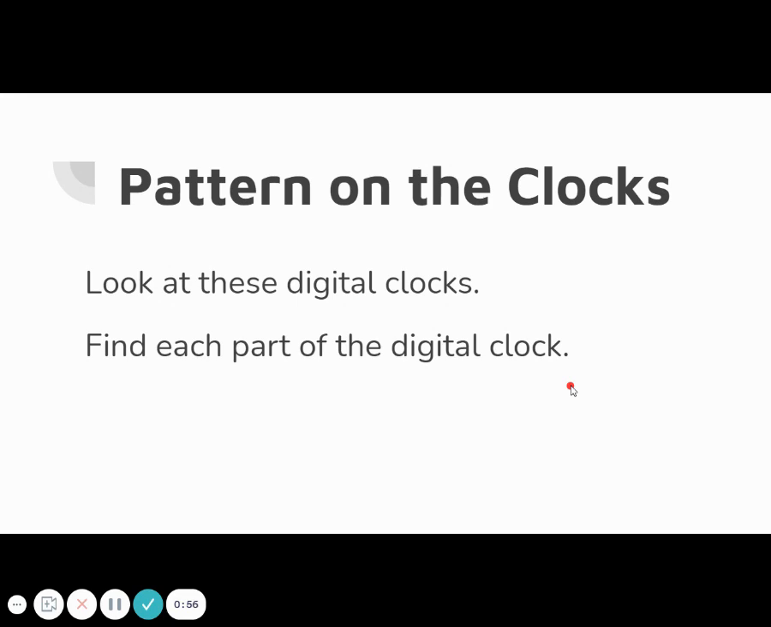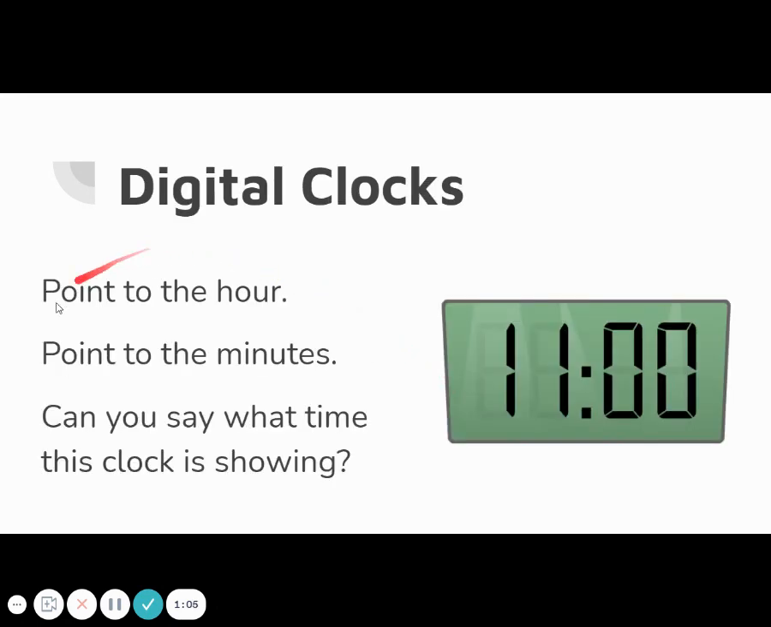Pattern on the clocks. So we're going to look at some digital clocks, and we're going to find each part of the digital clock. Okay, so let's get ready to get started. Digital clocks. So first I want you to point to the hour. So I'll give you 5 seconds to point on the screen.